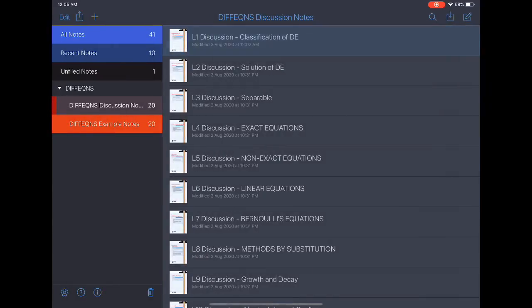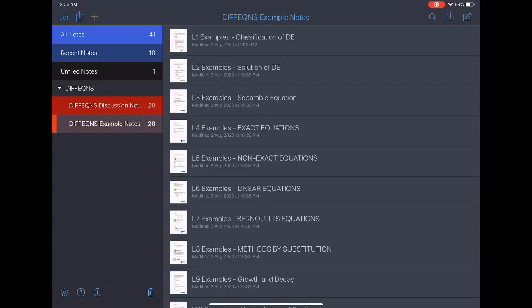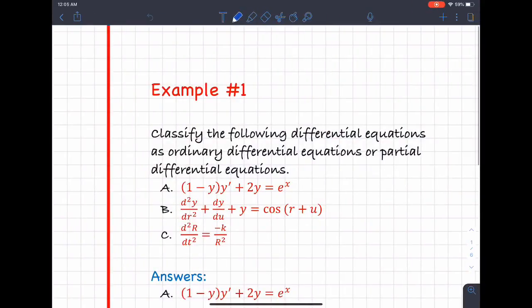So let's proceed with some of the examples, and then let's try to answer some of them. So I'll have example number 1. Classify the following differential equations as ordinary differential equations or partial differential equations. Again, from here, we are only looking at the number of independent variables. If there is one independent variable, that is considered an ordinary differential equation, and if there are two or more independent variables, then that is considered a partial differential equation.